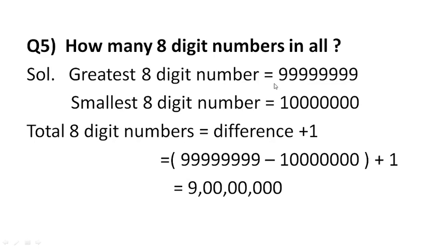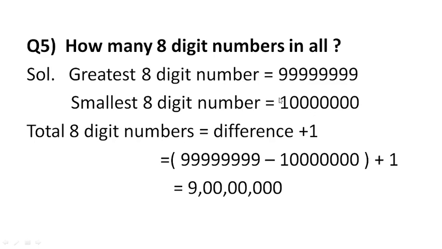Now you write the smallest 8 digit number. For the smallest 8 digit number, the smallest digit is 0 or 1. First you write 1, then after that you write 0. On the left side you write 1 and on the right side you write 0 till 7 places. This is your smallest 8 digit number.